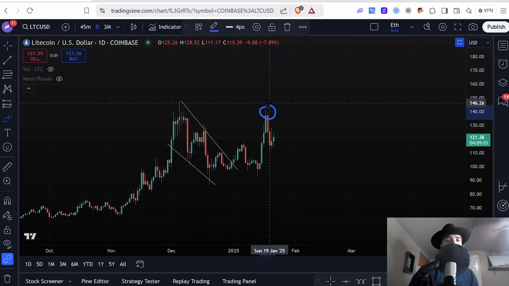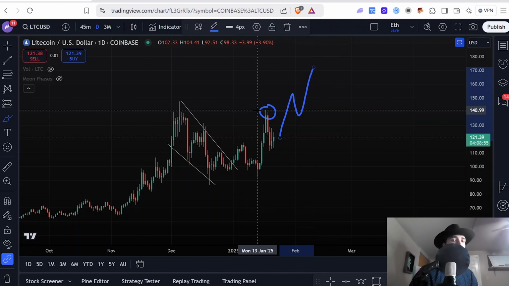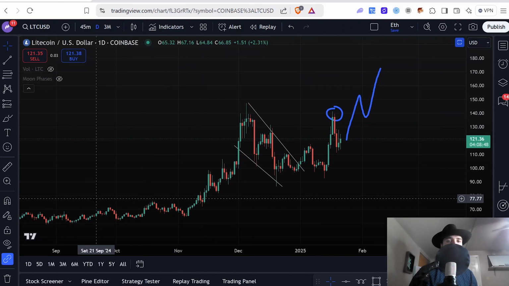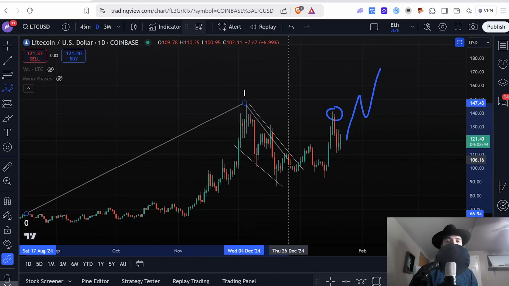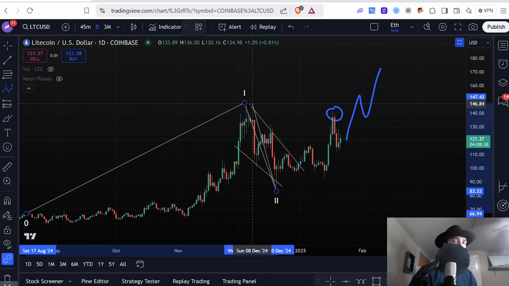So our local resistance is $146, and I think we will break through that level and see a new local high very soon. There's a lot of reasons for this. One of the main reasons is because this is a big wave one. So we have wave one right here and wave two, and we're starting wave three. So wave three, by definition, is going to be bigger than wave one.